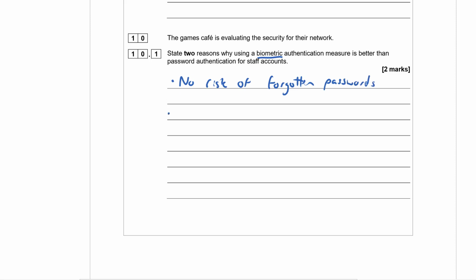And let's also say things like, no risk of being shouldered, which is where someone looks over your shoulder to watch you enter your password, shouldered when using biometrics, right? If someone sees you use your fingerprint scanner, well, fine, that's not really a problem. Whereas if someone sees you enter your password, they could pick it up and use it later.